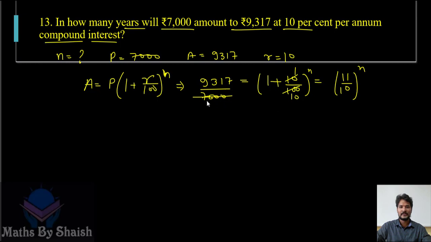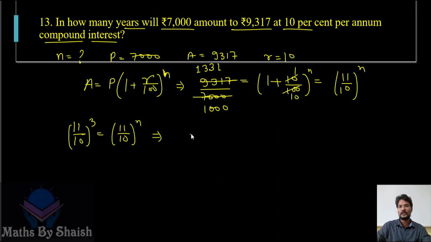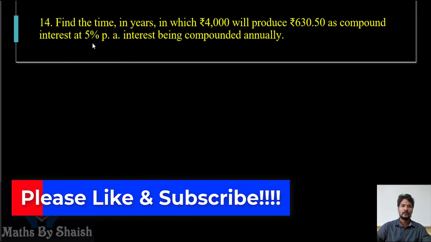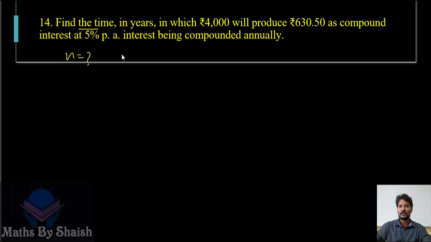So we know if we divide by 7 it would be 1000, and let's check whether it is divisible by 7 or not. 7 1 is 7, 7 3 is 21, 7 3 is 21, and then 7, and we can see the left hand side is 11 over 10 cube equals 11 over 10 to the power n, and if we compare we get n equals 3 years. So that's the answer.